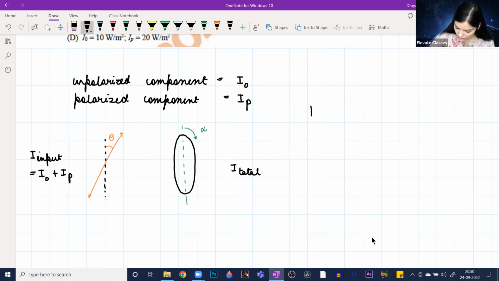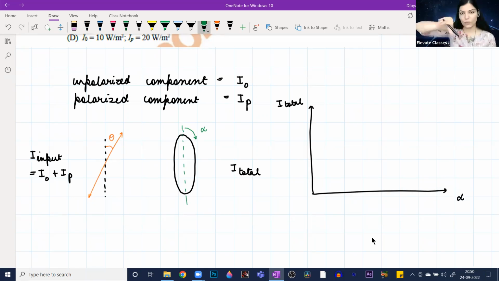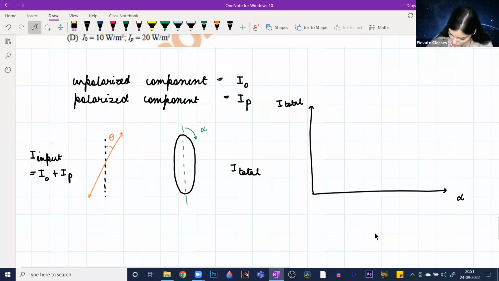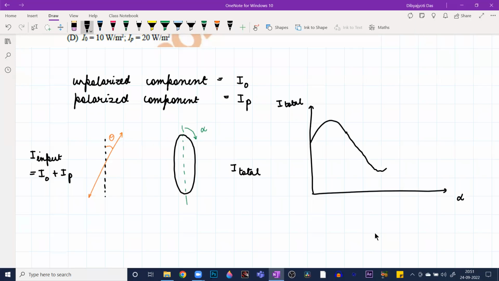So now a graph is given to me जहाँ पे मुझे I total दिया है यहाँ पे और यहाँ पे angle दिया है alpha by which I am rotating the polarizer, this angle alpha. I am rotating it in the XY plane. So now this graph is given, how is it given? So the graph is given something like this.